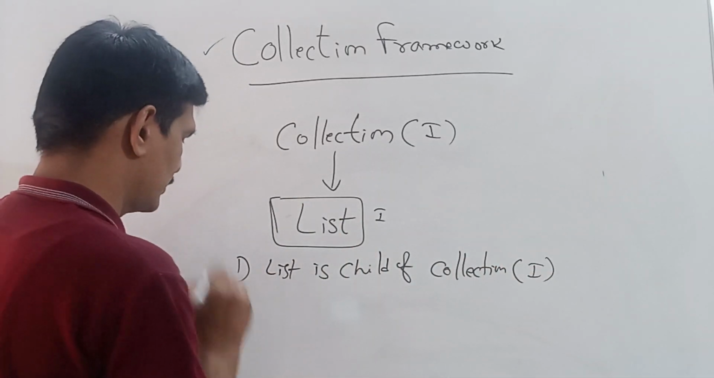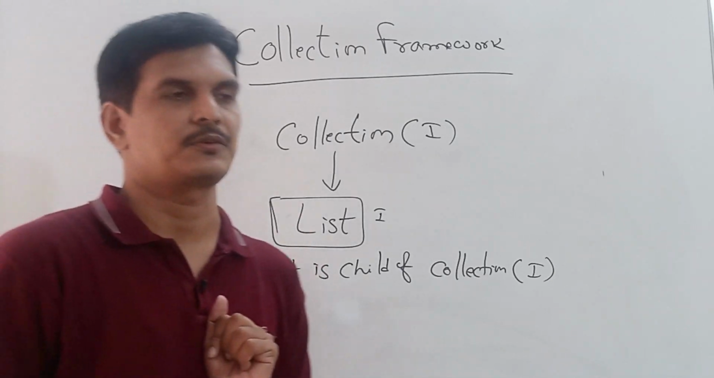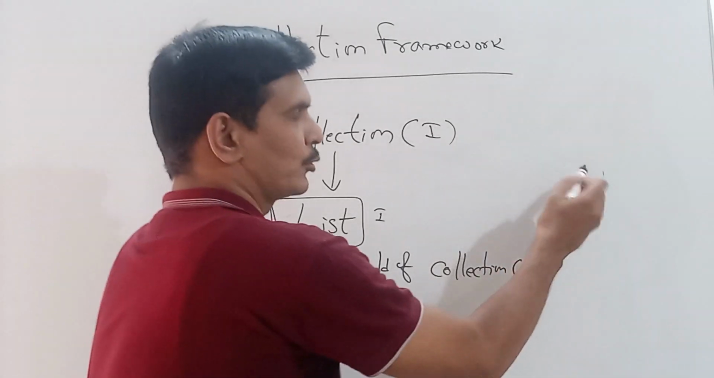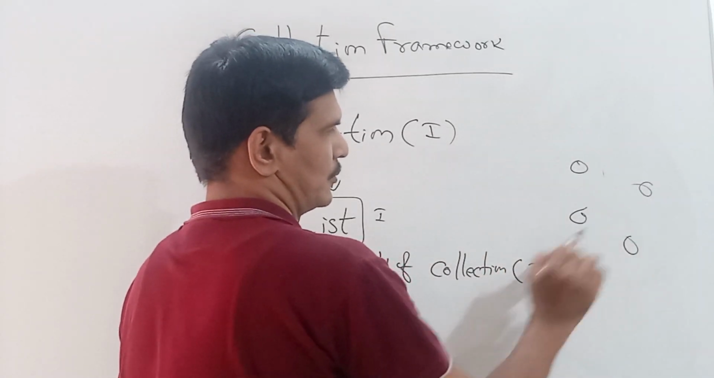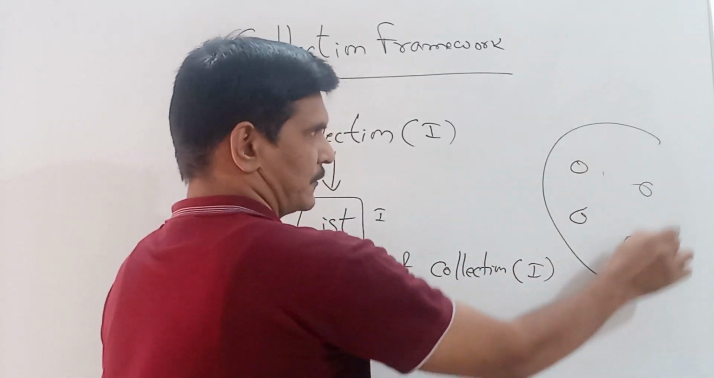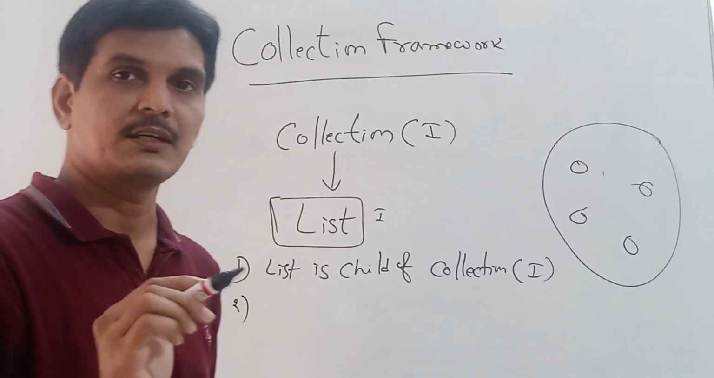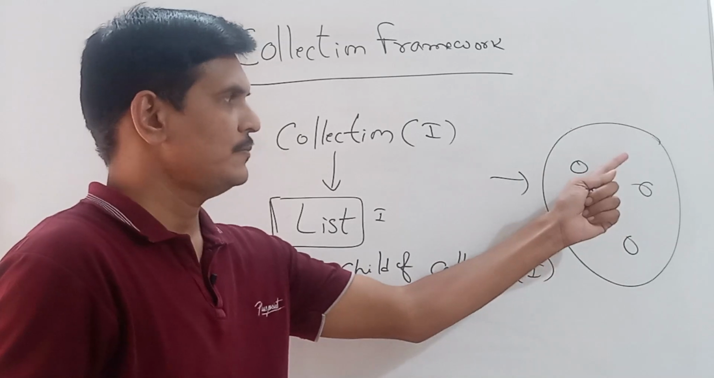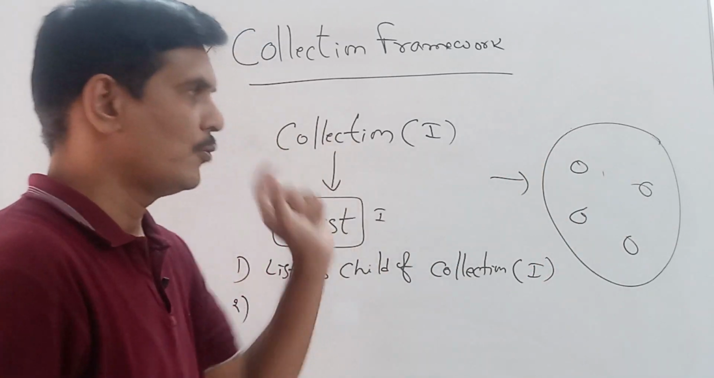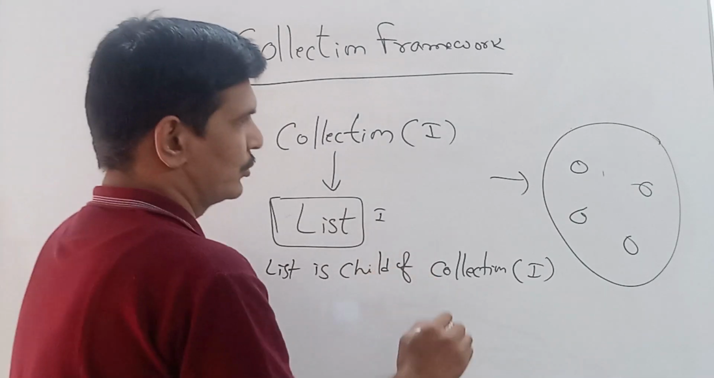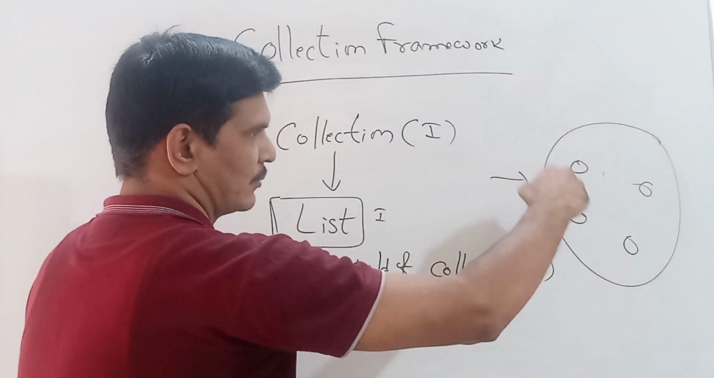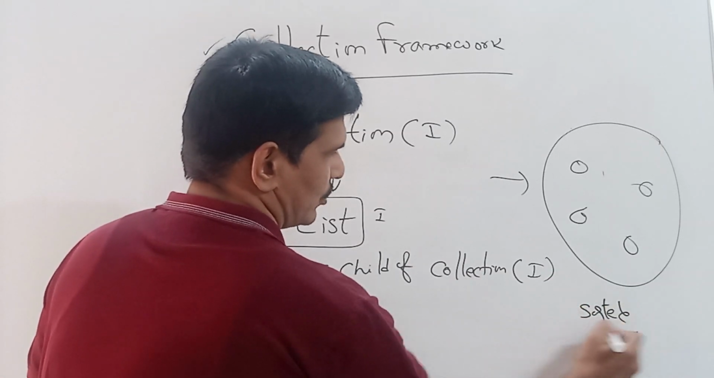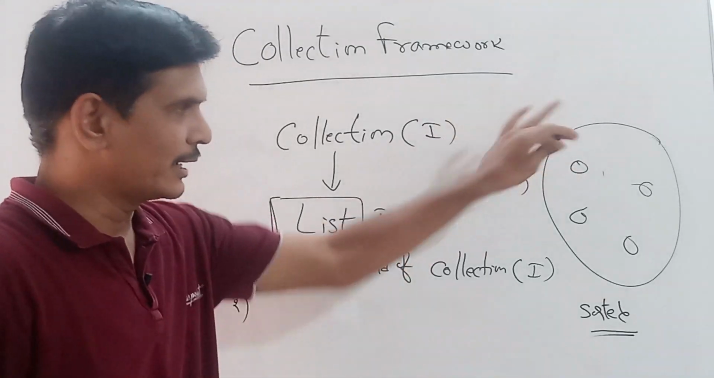The second point is when we have to use the List interface. Suppose I have a group of objects, and I want to store all of them as one entity. That is basically called a collection. I want to store all these elements as a single entity, and my requirement is that the elements should be stored in an order.